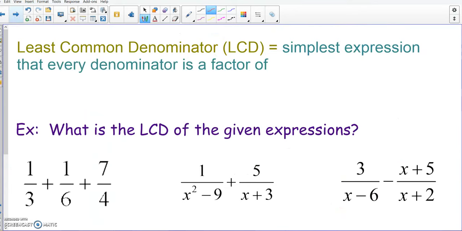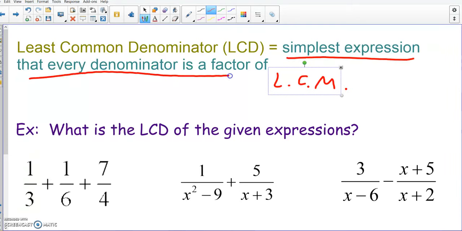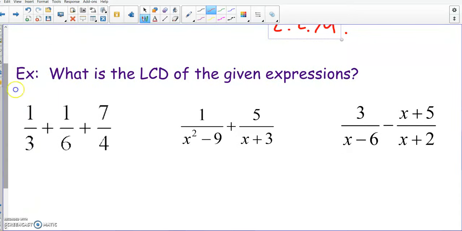So now before we go into solving these equations, we want to talk about the least common denominator. Some of you might think of that as a common denominator. Some of you might even think of that as the least common multiple. Let me show you what I mean by this on the next three examples. It's the simplest expression that every denominator is a factor of. So let's take a look at this example, number 1.